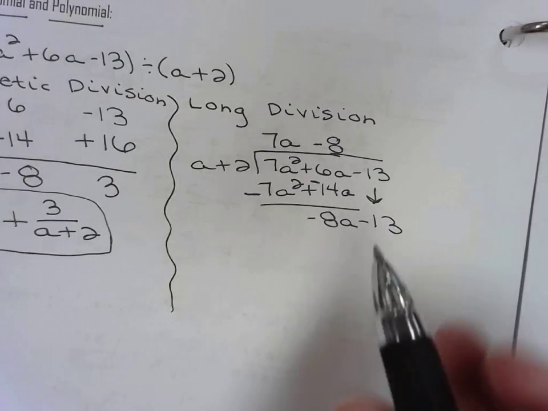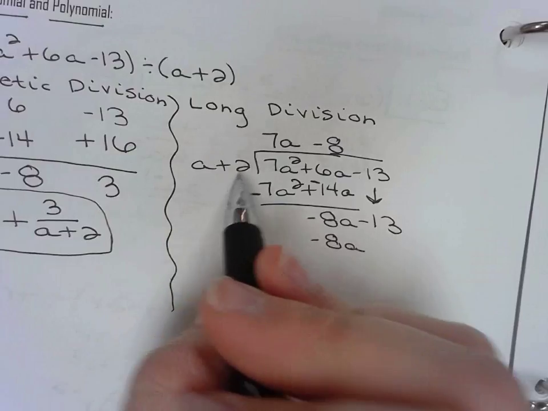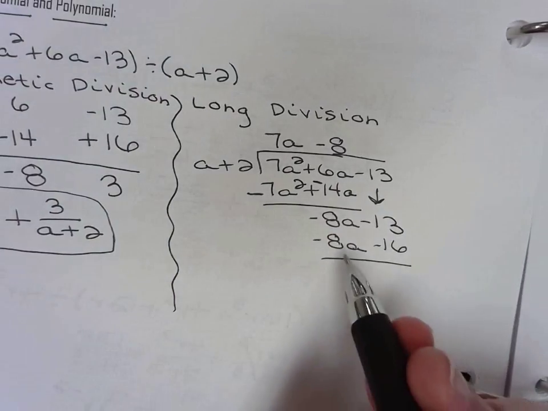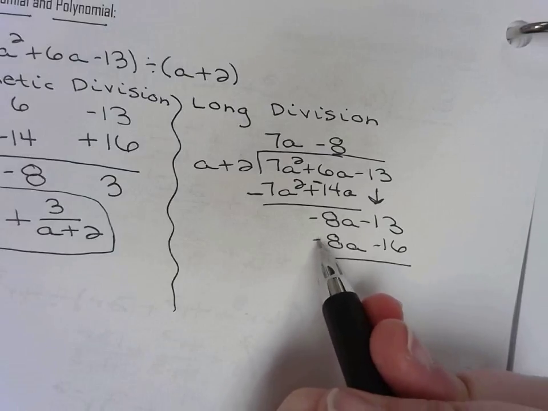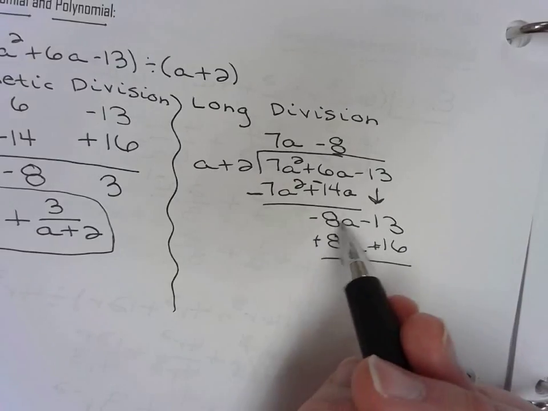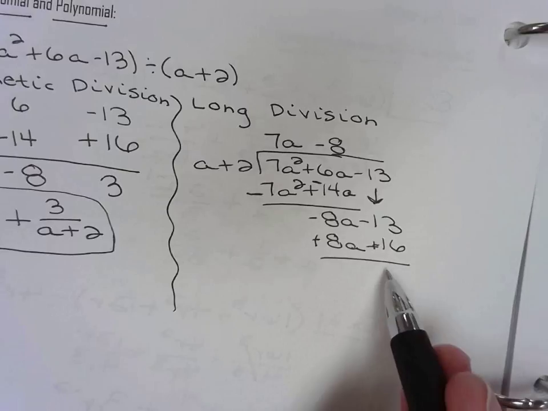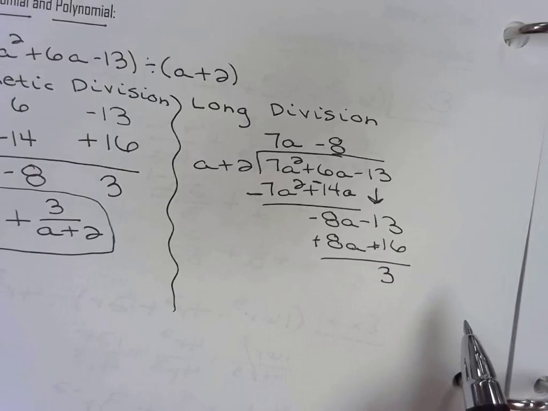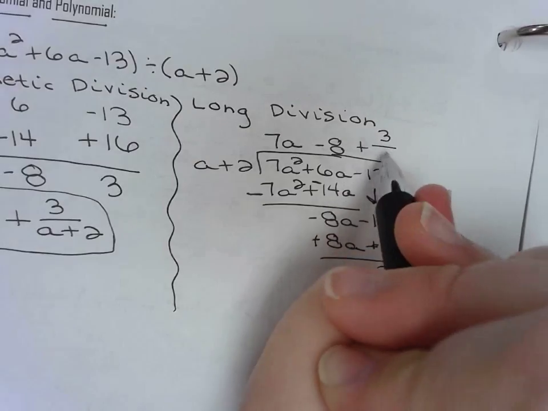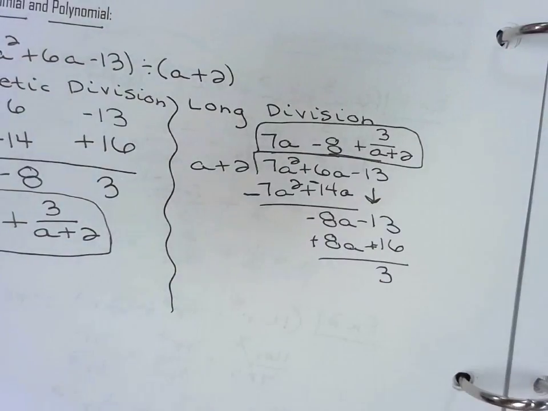Negative 8 times a? Negative 8a. Negative 8 times 2? Negative 16. Change that to what? Subtraction. So basically it'll change the sign. Negative 8a plus 8a, gone. Negative 13 plus 16, positive 3. That's your remainder. So just like the other one, you put it over the binomial, a plus 2. Same answer, two different ways to do it.